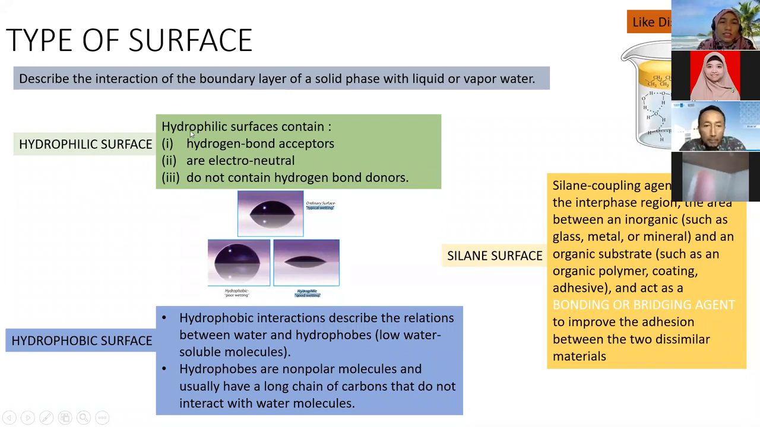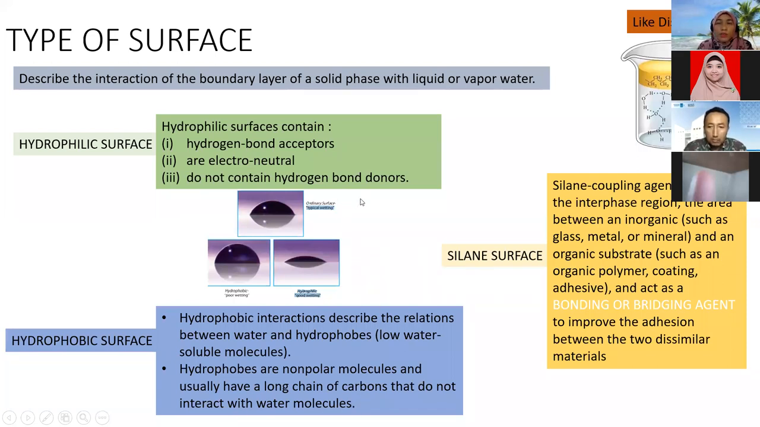So hydrophilic surfaces contain hydrogen bond acceptors. Wow, I don't know, I'm an engineer. I'm not really sure, but I deal with engineers, and they know about the hydrogen bond very well. Electrically neutral surfaces do not contain hydrogen bond donors and acceptors. So the hydrophobic interaction describes the relation between water and hydrophobes. Hydrophobes are non-polar molecules and usually have a long chain of carbon that do not interact with water molecules.